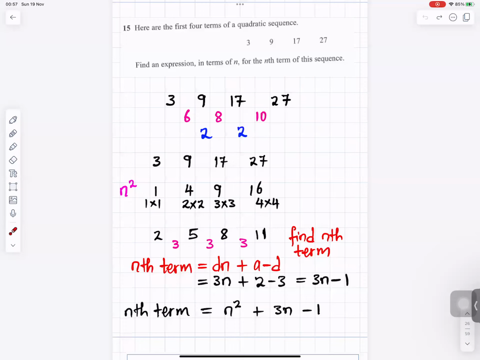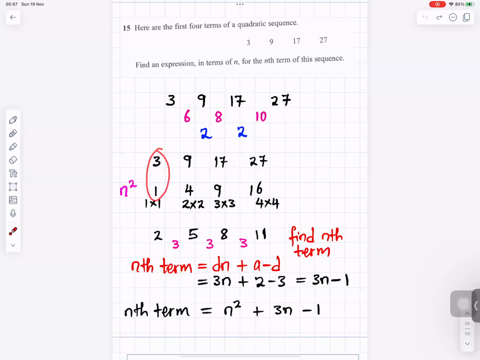So now we know the second difference is 2. It's the same. What we want to do now is find n squared. 1 times 1 is 1, 2 times 2 is 4, 3 times 3 is 9. That's what n squared is. Now we work out the difference.